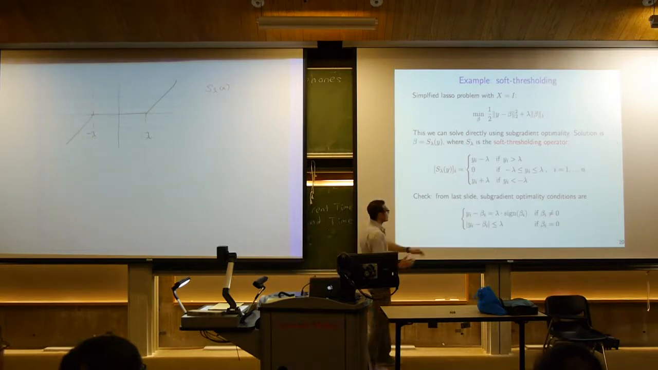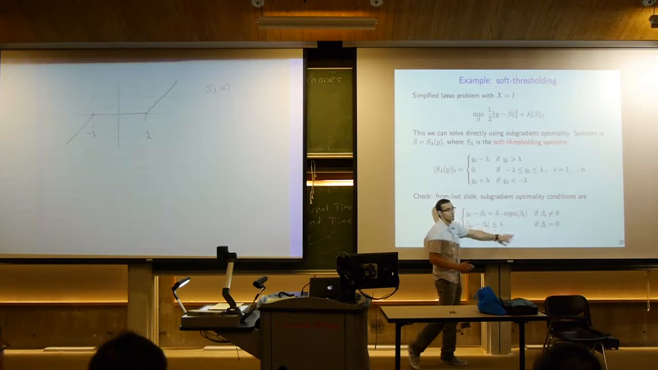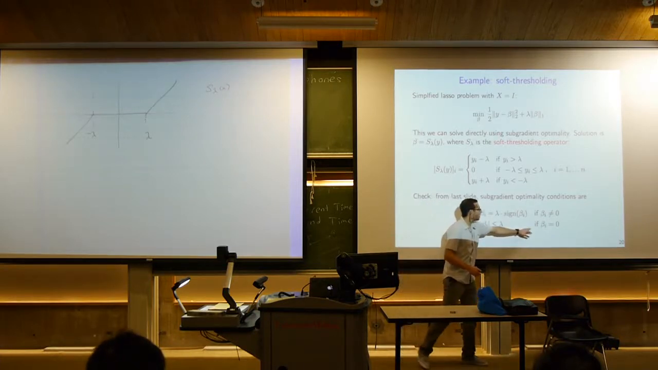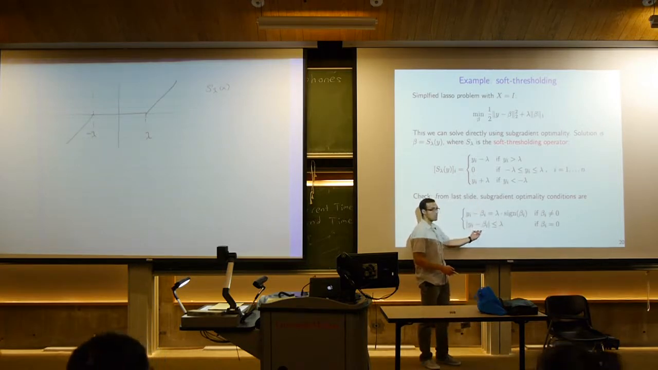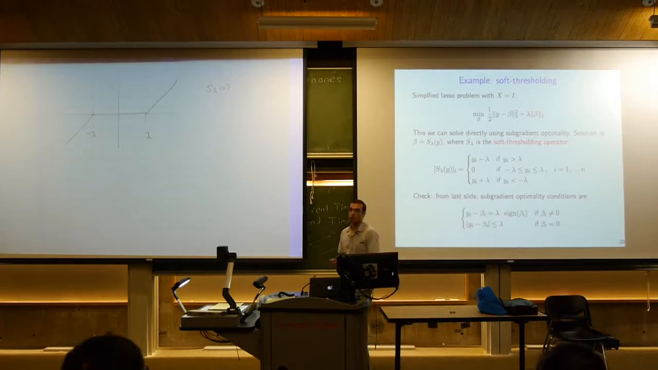I just say that y_i minus beta_i must be equal to lambda times the sign of beta_i, if beta_i is non-zero. And if I'm setting beta_i to be 0, then I have to have y_i minus beta_i being smaller than or equal to lambda in absolute value. If I can find a beta vector that makes this true, then I have a solution. In fact, I claim I have the solution. Why is it the only solution? It's because this thing is strictly convex, because the first term is strictly convex. So once I satisfy this, I have the solution.